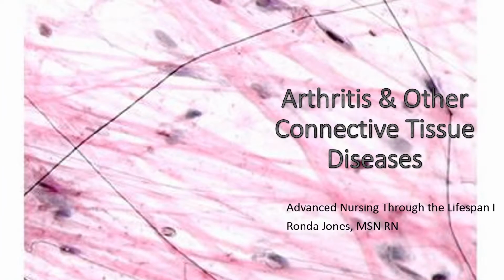More than 46 million people in the United States have at least one of more than 100 types of connective tissue diseases, also known as arthritis. Inflammation of one or more joints. These are categorized as either non-inflammatory or inflammatory.